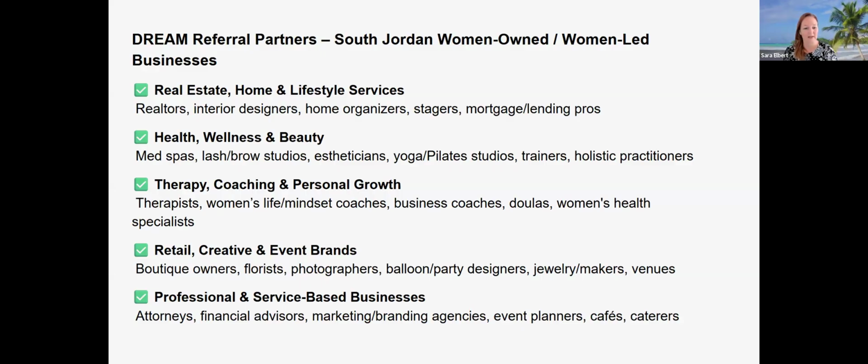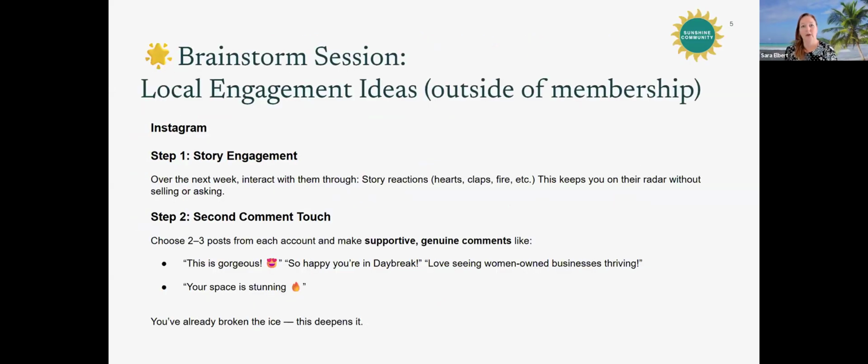And then professional and service-based businesses are great because we also have our leadership and our business development aspect to our Sunshine community, and attorneys, financial advisors, marketing and branding agencies. They're going to be great referrals for those aspects. And we have a lot more education coming up for business, women in business, leadership, and women in leadership that those will cater to in particular.